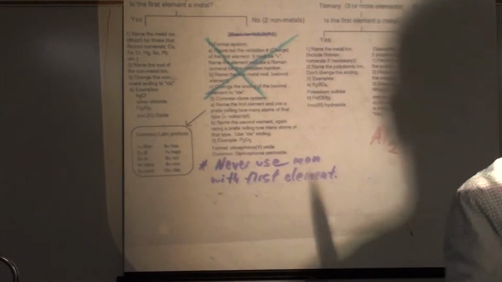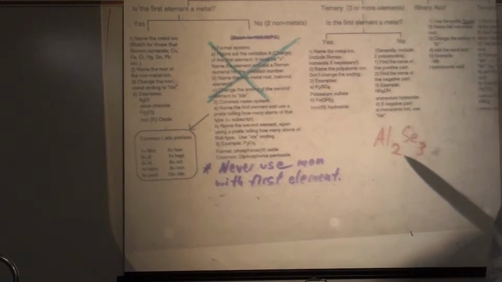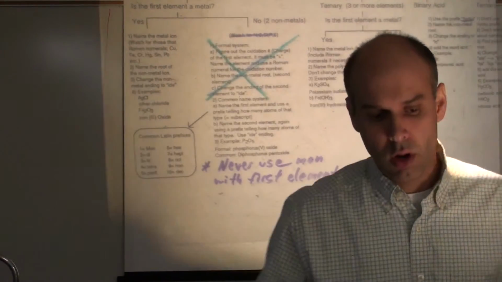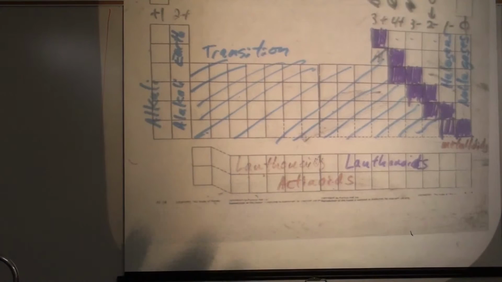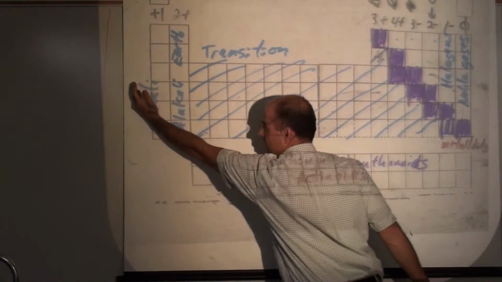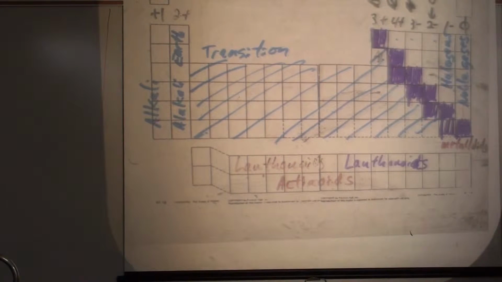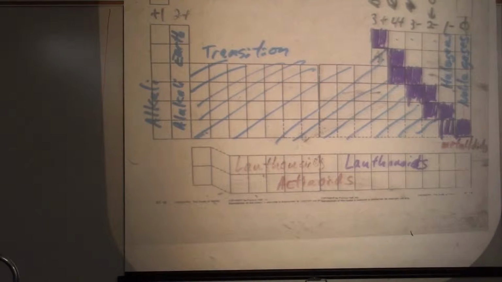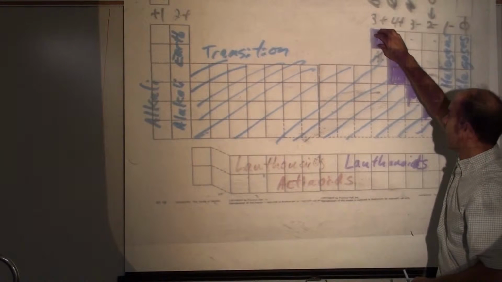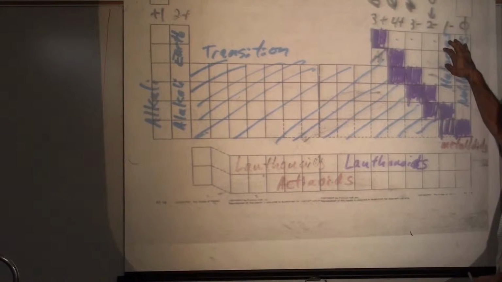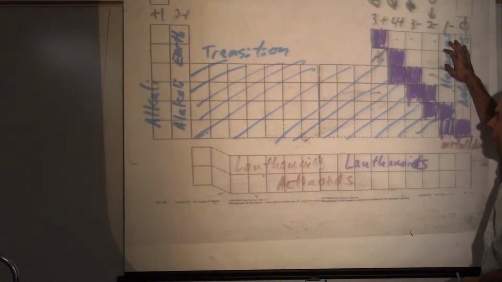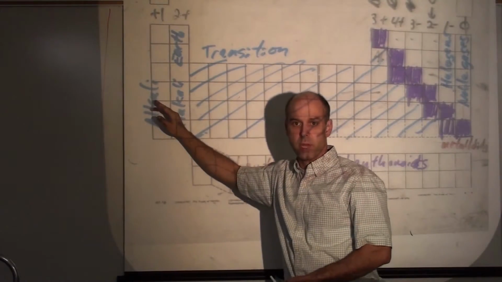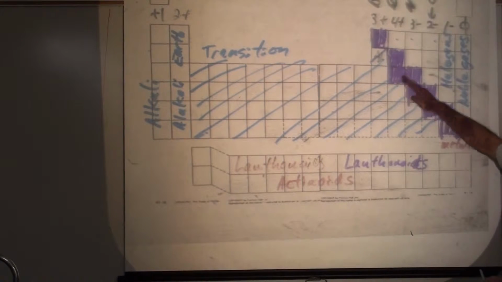Okay, so 2 capital letters, is the first element a metal? Yes. Now how do you know if an element's a metal or not? That is why it was so important for us to memorize this periodic table at the beginning. Because everything to the left of the staircase is a metal. Everything to the right is a non-metal. Now when it comes to naming purposes, we throw the metalloids in with the non-metals, okay? So basically, if you're to the left of the staircase, you're a metal, and otherwise the rest of them get lumped together.